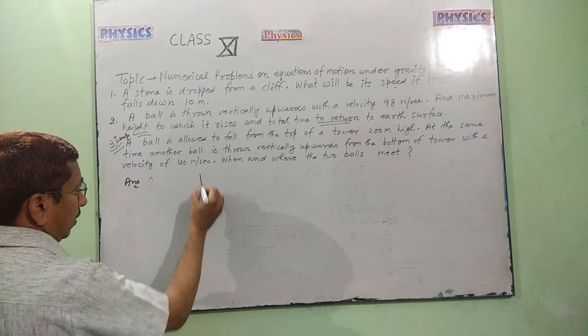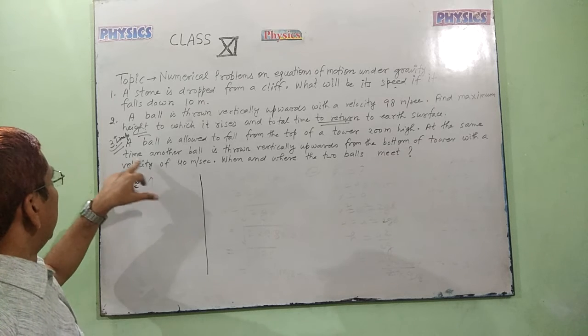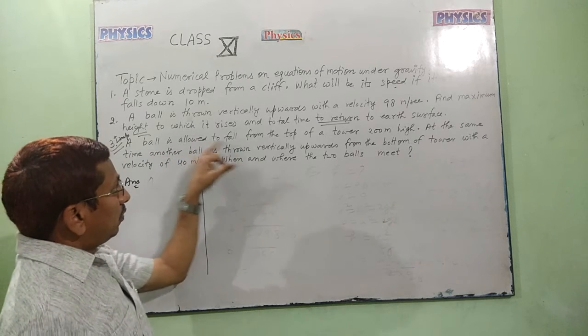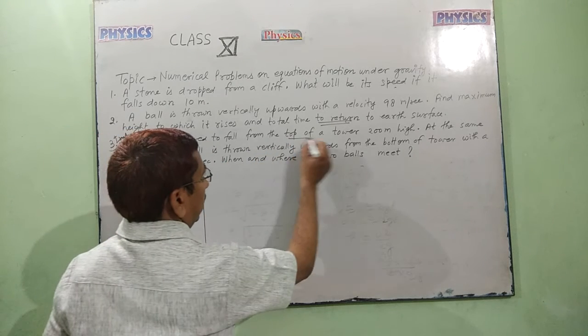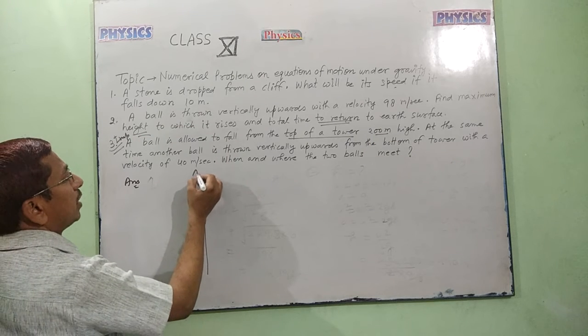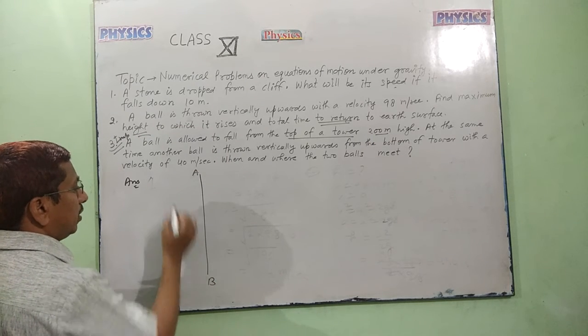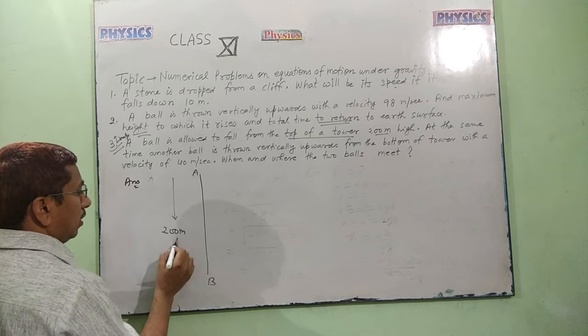Here, a tower. You are looking here. A ball is allowed to fall from the top of the tower. This one, a tower here. This is 200 meter high. So this is tower line AB, and this is 200 meter high.